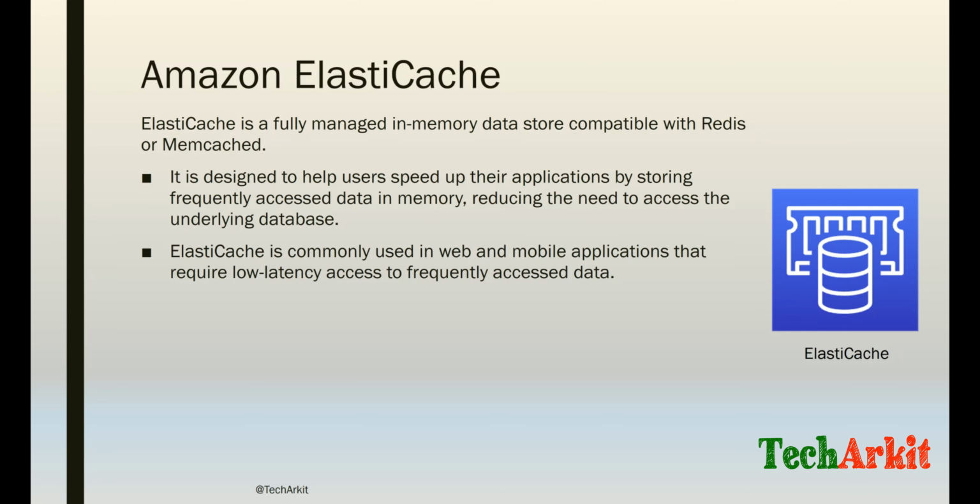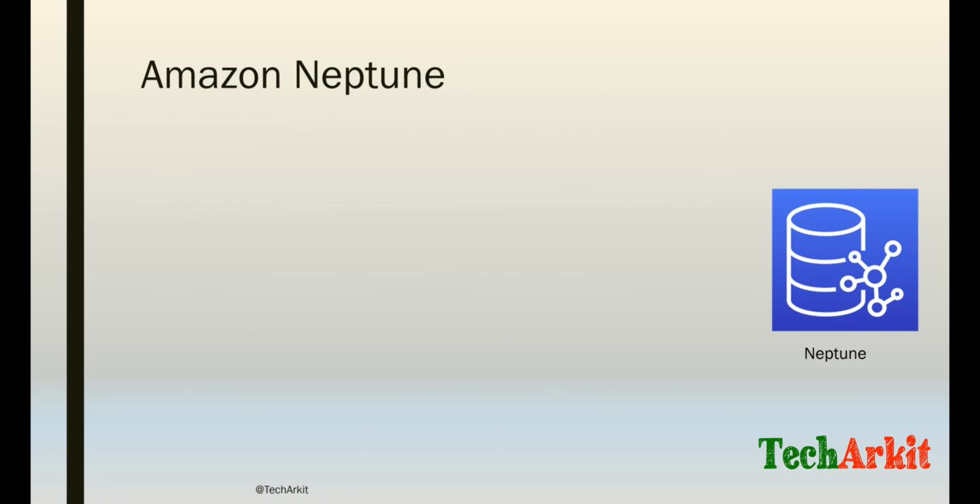ElastiCache is commonly used for web and mobile applications that require low latency access to frequently accessed data. That is the major use. Data can be lost, because it is in memory; if the memory restarts, your data will be gone. That's the catch here. Whatever data you keep there should be only for access, not for permanent or persistent storage. It offers high performance and low latency. Of course, it's in-memory access, so it should be high performance compared to the other database services.